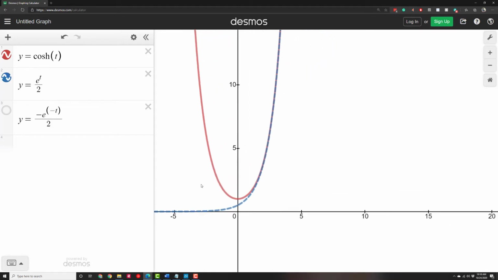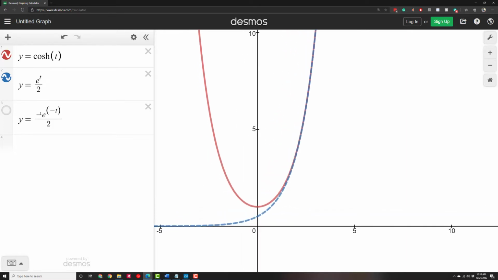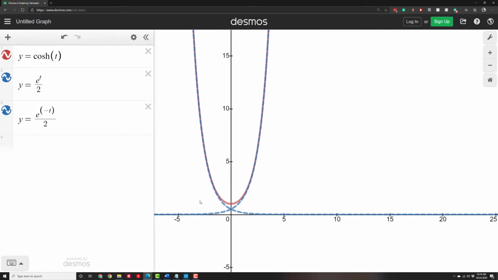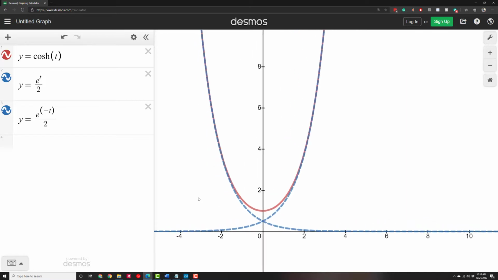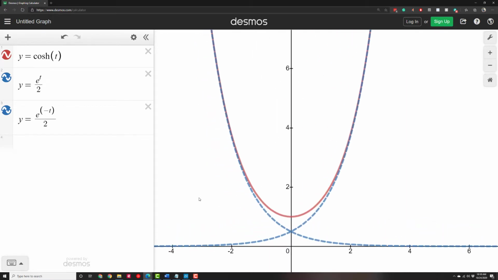The right branch of it actually follows e to the t over 2. And remember, the cosh is e to the t plus e to the negative t. So I remove that minus on the e to the negative t. And you'll see the left branch of it follows e to the negative t over 2. So these are actually exponential on both sides. They're not parabolic, they're exponential. They grow faster than a parabola.